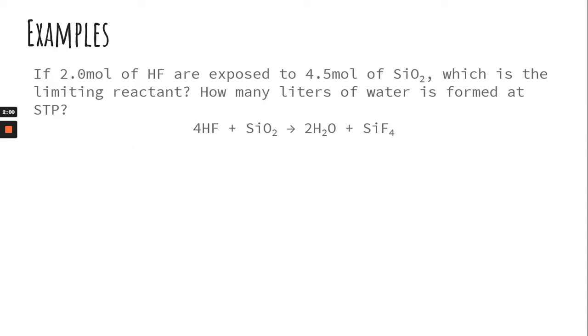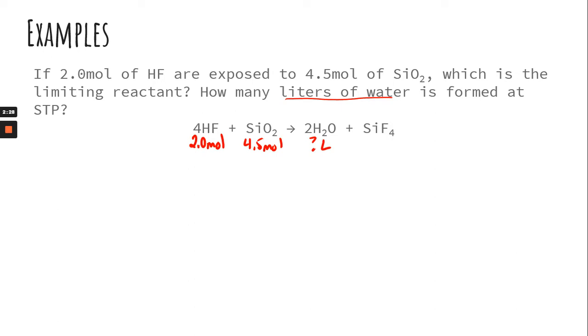We have our balanced reaction. If we list what we're given underneath, 2 moles of HF, 4.5 moles of silicon dioxide, and it's asking for liters of water. So notice in these problems we have 2 amounts given to us and 1 thing that we're trying to find. Both of the amounts given are with reactants, so it's a limiting reactant problem.